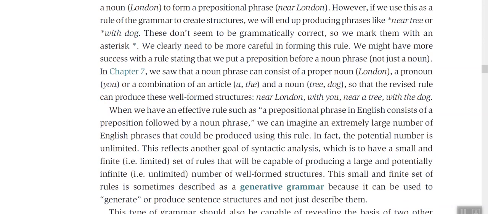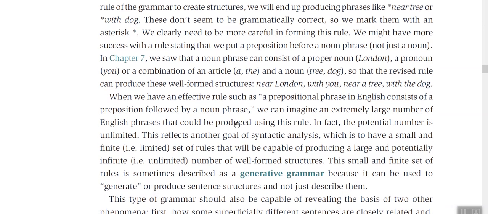Here we have another explanation. When we have an effective rule such as "a prepositional phrase in English consists of a preposition followed by a noun phrase," this is a general rule. We can imagine an extremely large number of English phrases. When we put this general rule, like an umbrella rule for creating prepositional phrases, we will have a large number of English phrases that could be produced using this rule.